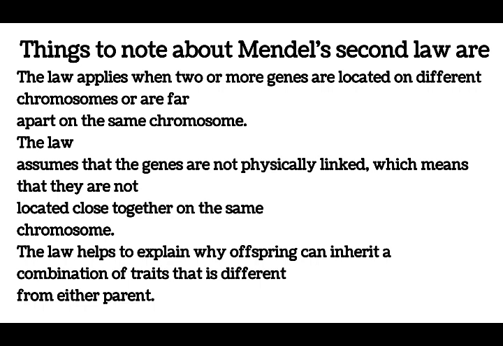Because if they are close, they become linked, and a phenomenon called linkage will occur, which will result in the genes being inherited together, which violates Mendel's second law. And finally, the law helps to explain why offspring can inherit a combination of traits that is different from either parent. So you have to note all these things about Mendel's second law.